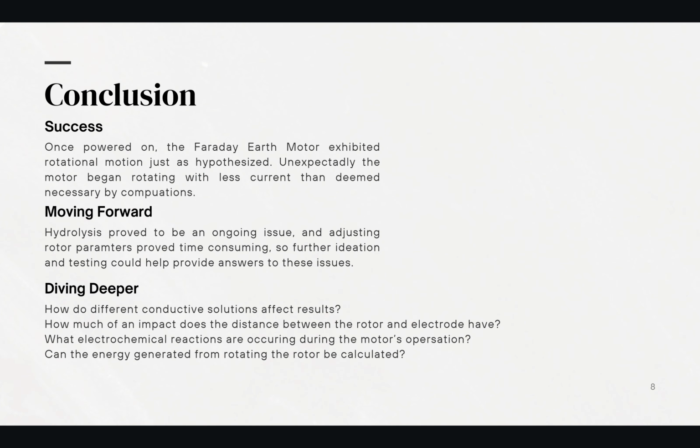In conclusion, I found that the experiment was a success. Once powered on, the Faraday Earth motor exhibited rotational motion just as I hypothesized. Unexpectedly, though, the motor began rotating with less current than I deemed necessary by my computations. Perhaps an error on my friction side of things, or even in my torque side of things.